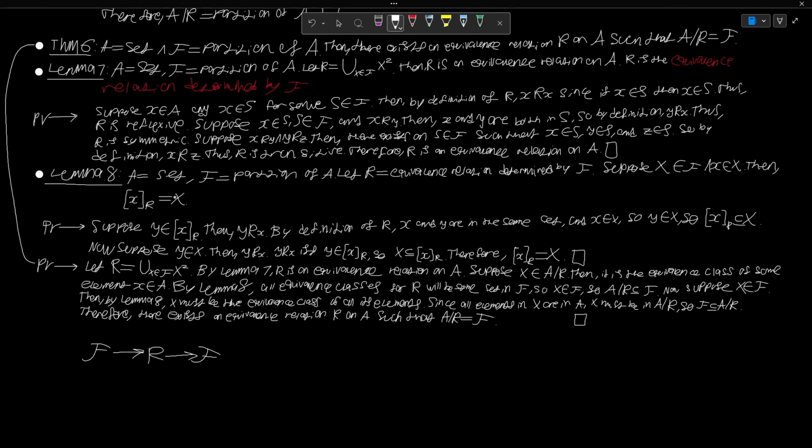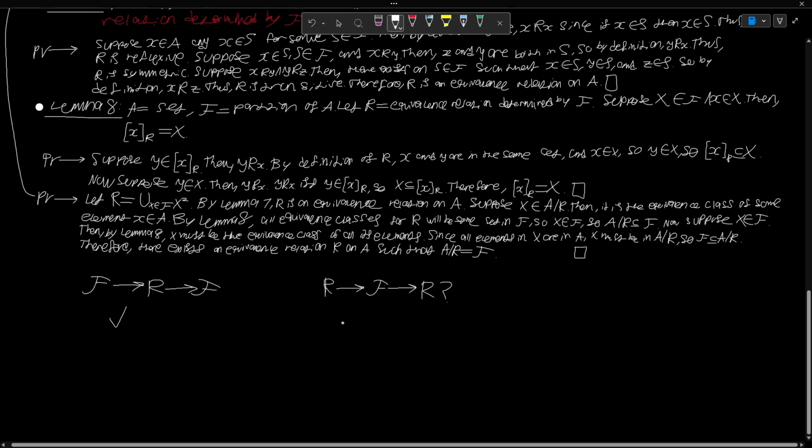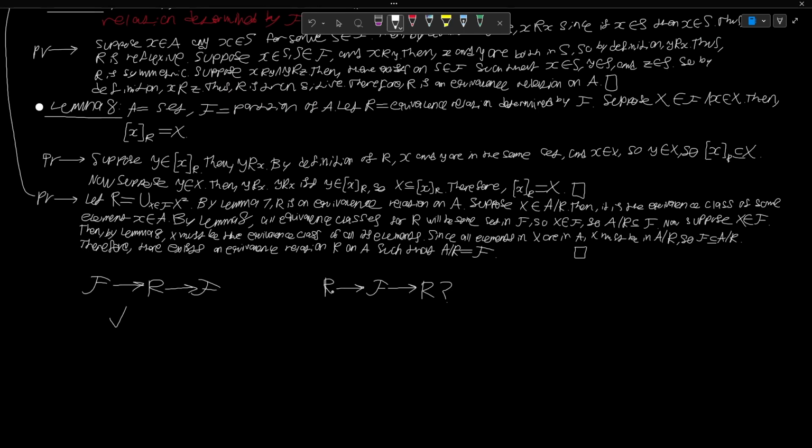So from this theorem, it shows that if you start with a partition F on a set A, then define a specific equivalence relation on A, depending on F, you'll get that A modulo R is equal to F. So you start from F and you end up back in F. Well, you might ask, is this true in the other direction? Like if you start with an equivalence relation R on a set A, then define this family F as A modulo R, is the relation determined by A modulo R equal to R? Well, the answer is yes, but I'm not really going to prove that in this video because that would be too long. But intuitively, it involves just the definitions of equivalence classes and A modulo R.